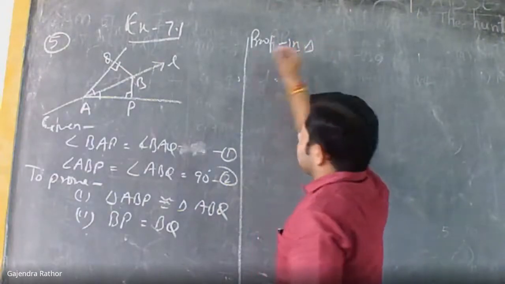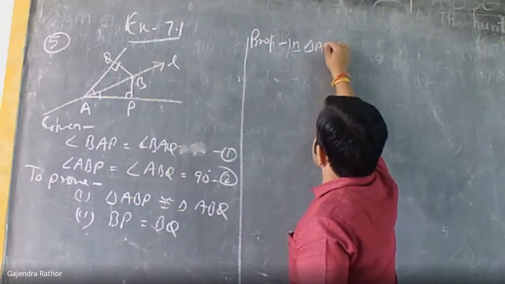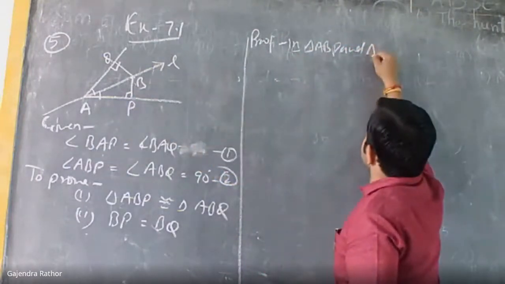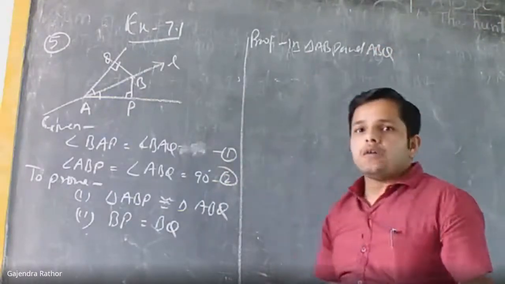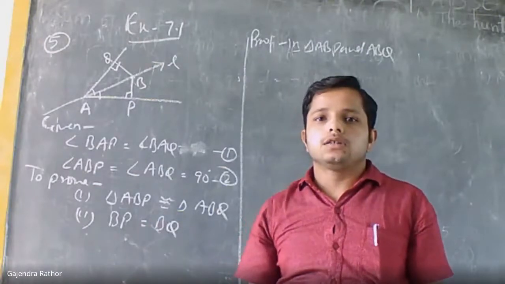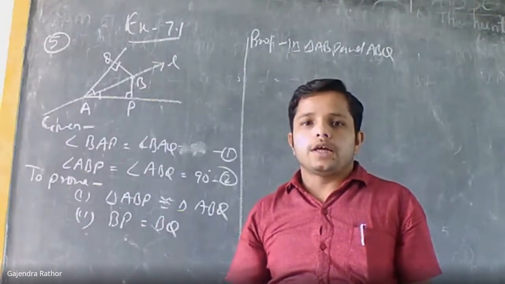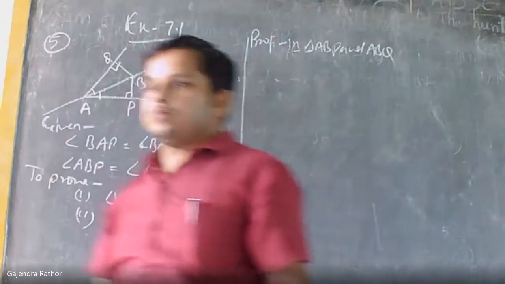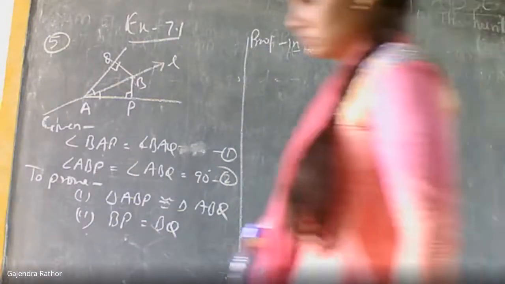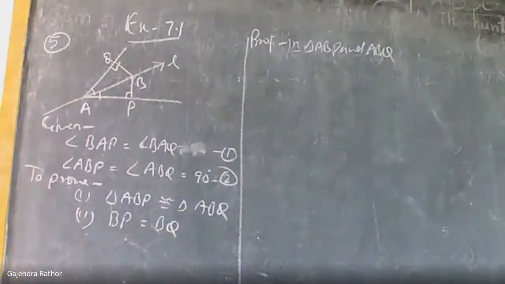Now, in triangle ABP and triangle ABQ, find the 3 parts which are equal in these triangles to show that they are congruent. Yeah, reply all of you. Don't just watch the class. What are the 3 parts that are equal in these triangles?